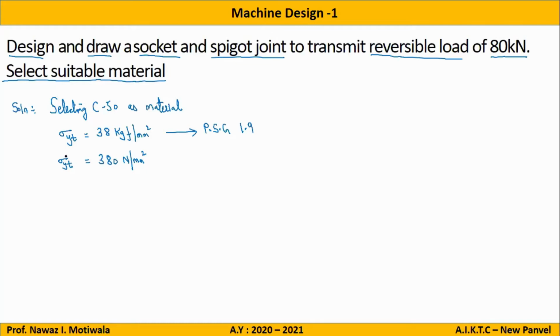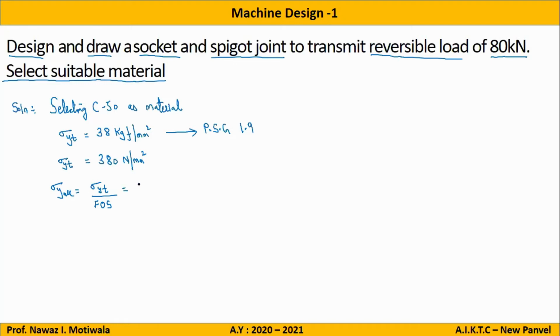Now, answer from you all. Is this the stress with which we proceed further with our calculation? No, sir. Then what we need to do? We will find the working stress. Yes, we need to find out working stress, or you can also say the safe stress, or the allowable stress. So we will find out sigma y allowable. Allowable stress is equal to yield stress divided by factor of safety. So we will get sigma y working or sigma y safe or sigma y allowable.